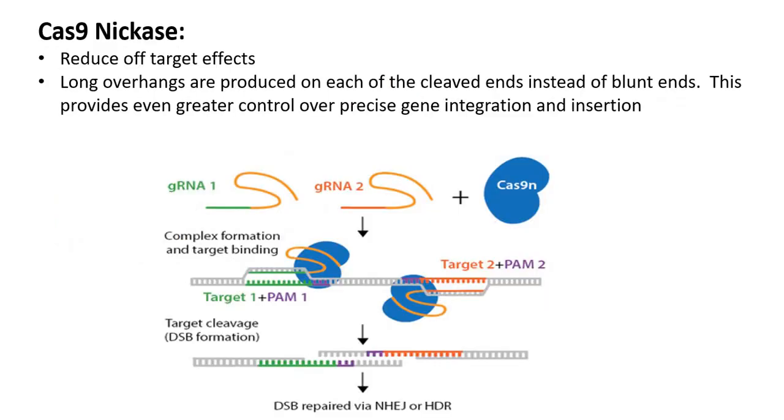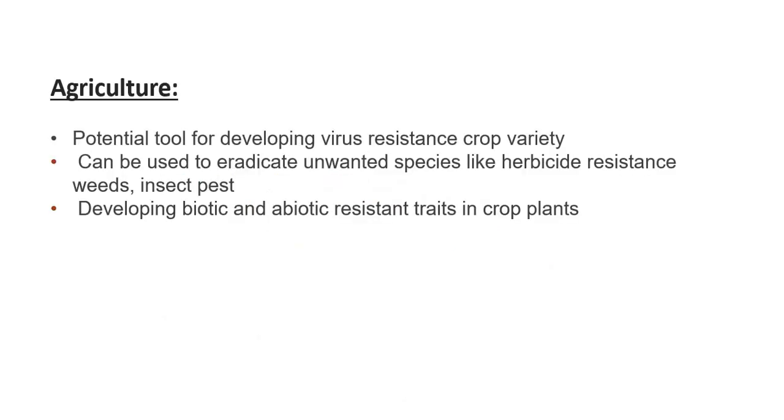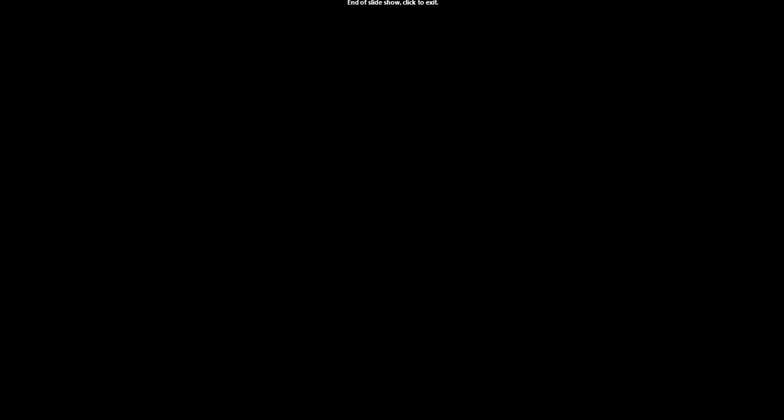And just to reduce the off-target effects, what you can do is design two gRNA molecules directly near each other. So the chances of off-target effects will be reduced. In agriculture, it can be used to improve crop varieties and to remove unwanted species like herbicide-resistant weeds or insect pests. You can use it in the agriculture field.